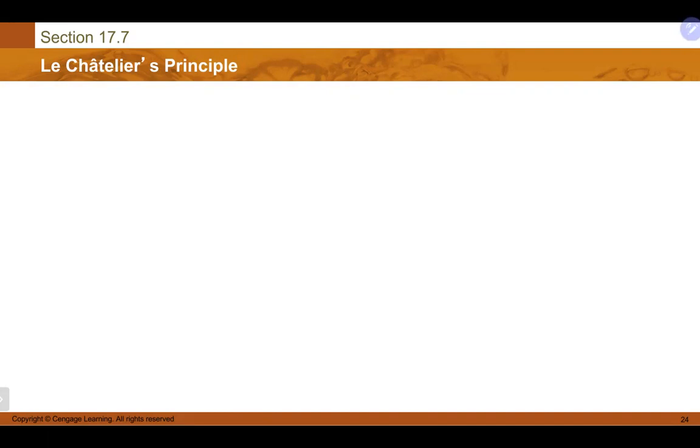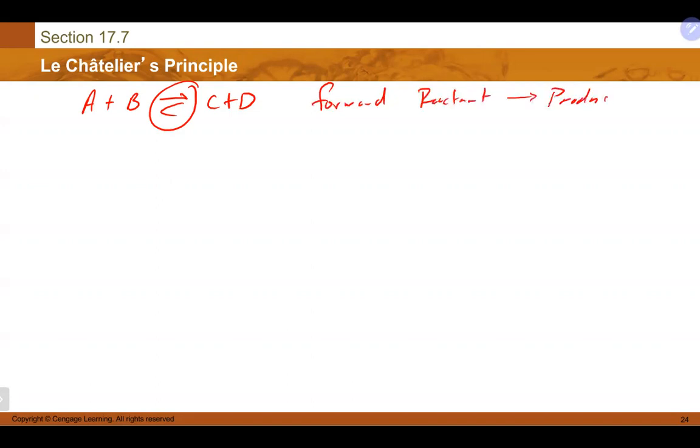Started talking about chemical equilibrium, and a reminder that chemical equilibrium involves really reversible reactions. As we talked about, these are reactions where you typically see the arrows heading in both directions, and there is a forward direction, which is our reactants going to products. And at the beginning of the reaction, if you don't have any products to start with, it's pretty much all going to be the forward direction that's happening.